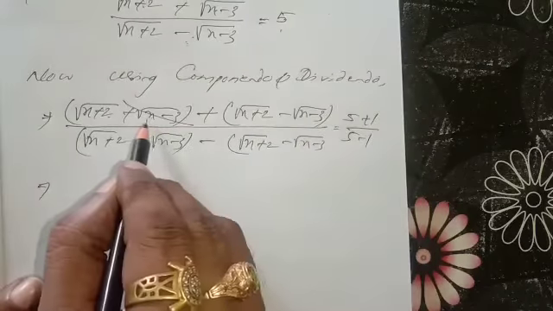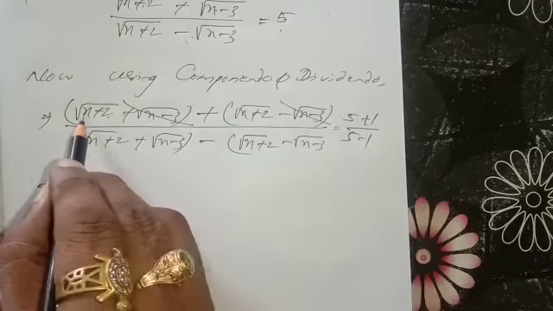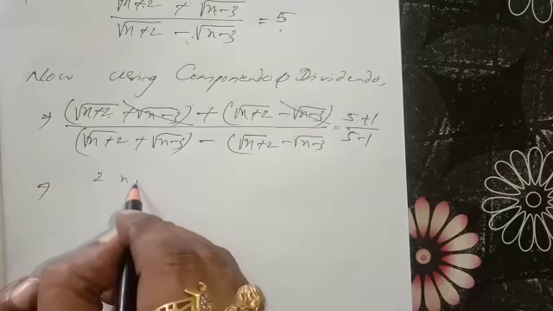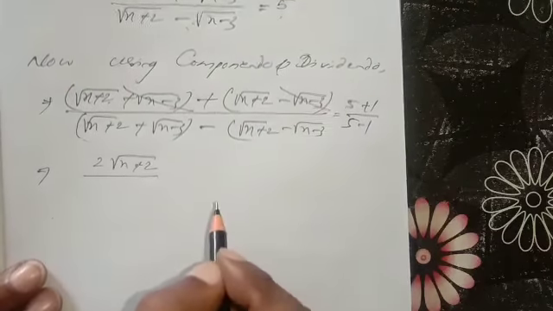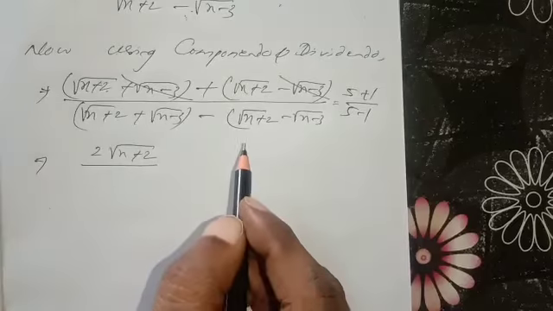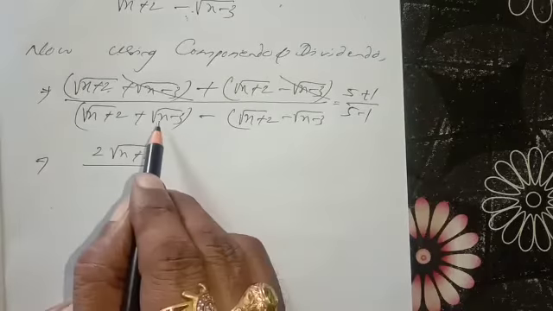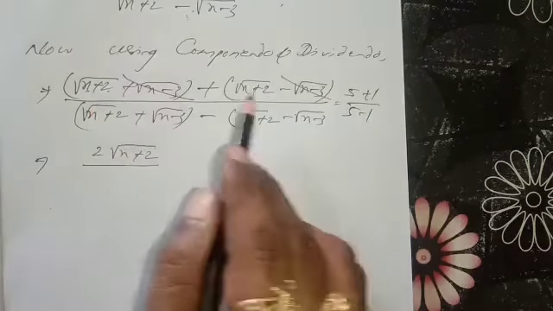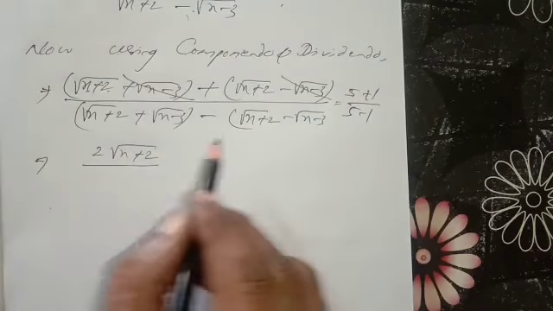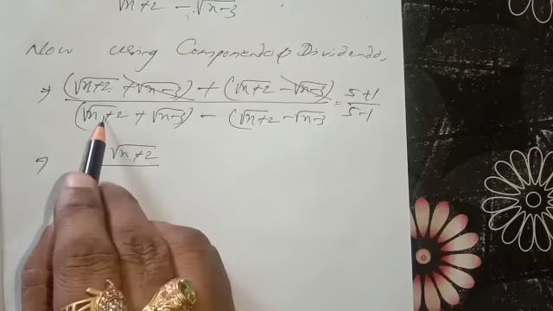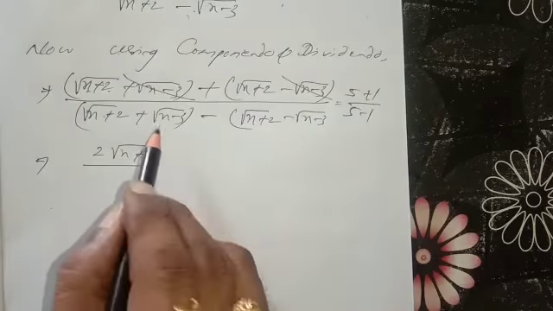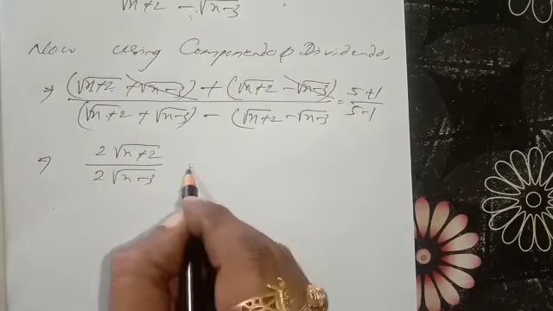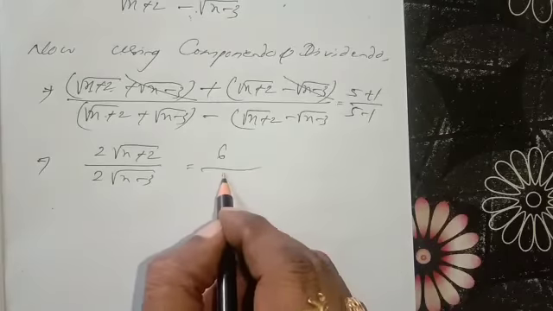The minus √(x−3) and plus √(x−3) cancel out. √(x+2) plus √(x+2), how many? 2√(x+2). And in the denominator, if you open the bracket, this will be minus and this will be cancelled. Plus √(x−3), here also √(x−3), so 2√(x−3). And here 5 plus 1 is 6, 5 minus 1 is 4.